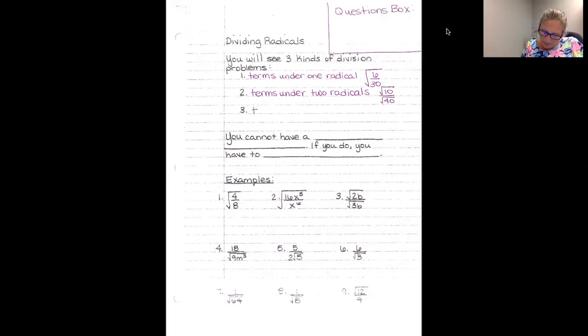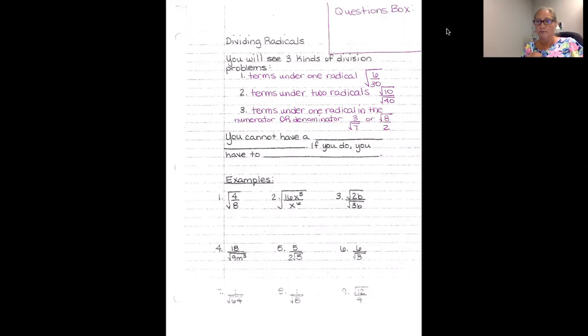And then type 3 is terms under one radical in the numerator or denominator. And that can look like 3 over the square root of 7 or the square root of 8 over 2. So these are the three types of problems we are going to focus on.